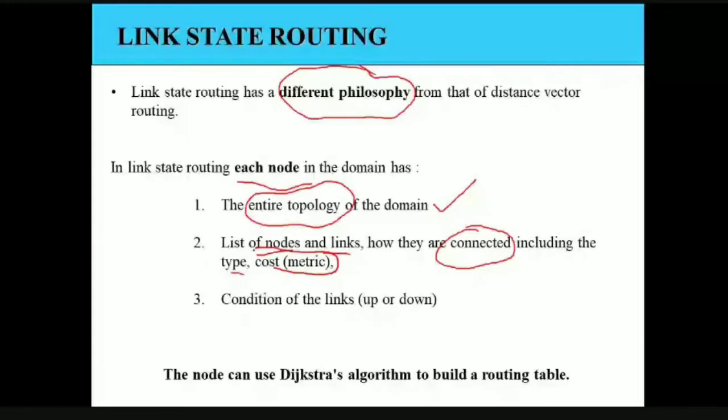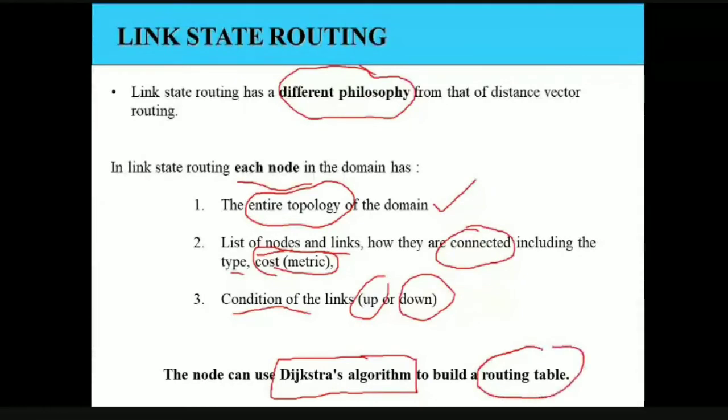The third type of information is the condition of the link, that is, whether the link is up and working, or the link is down and not working. The main important thing we are going to use here is Dijkstra's algorithm. Dijkstra's algorithm is mainly used for finding the shortest path from a particular node to all the other nodes. So to build the routing table, all the nodes use Dijkstra's shortest path algorithm.